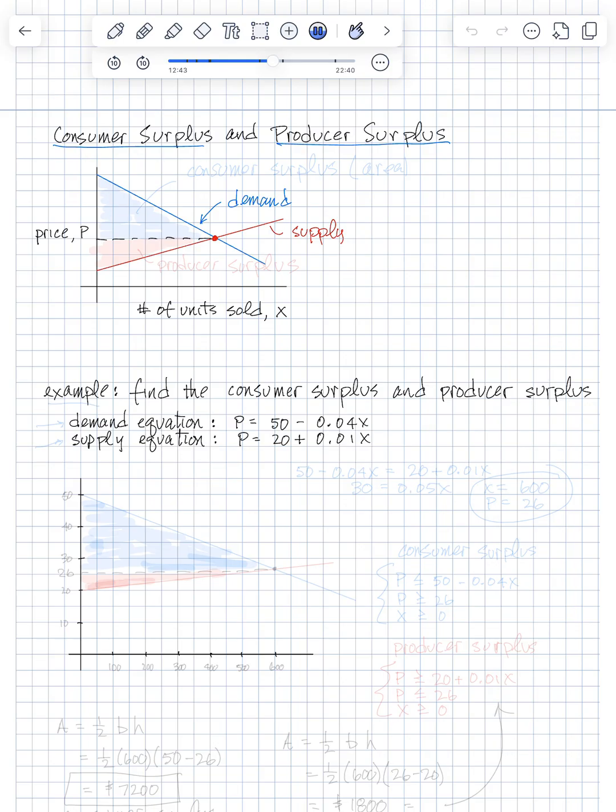So the area above that, we're going to shade it in blue, and this is going to be called the consumer surplus. So this is the consumer surplus. And we're talking about the area. And below the equilibrium line, we have this area shaded in red, and we're going to call that producer surplus.